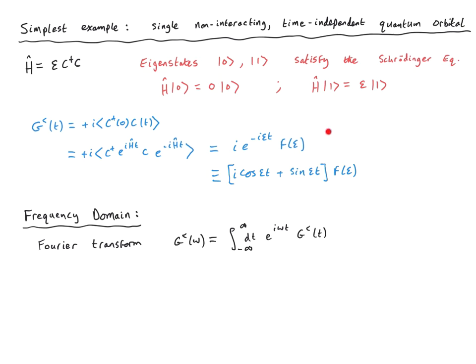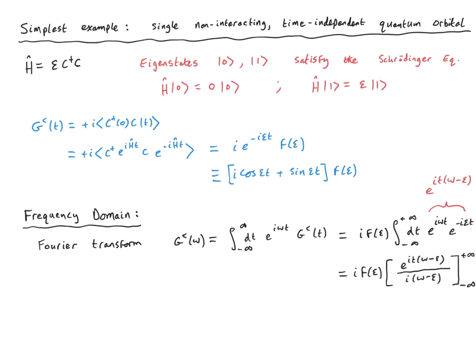By substituting in this explicit expression for the g lesser Green's function in the time domain, we obtain the following. This looks like a rather simple integral. We have i times the Fermi function f of epsilon times the integral dt over all time of the Fourier factor e to the i omega t times this factor coming from the Green's function, e to the minus i epsilon t. Of course, we can collect together these two exponentials as e to the i t times omega minus epsilon. And now we can simply do the integral. We obtain this object, which is then evaluated at t equals minus infinity and t equals plus infinity.